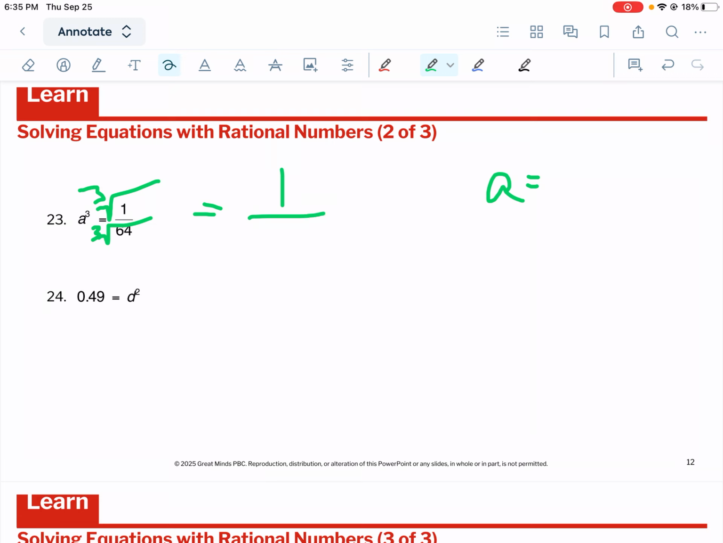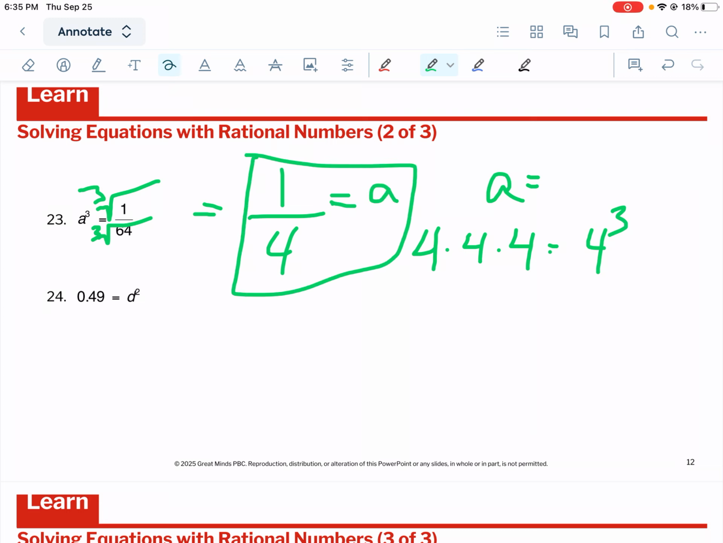For 64 cube rooted, I have to figure out what number multiplied to itself a total number of 3 times will give me 64. We've been doing a lot of practice here, so I know that 4 times 4 times 4, or 4 cubed, better yet, will give me 64. So cube rooted 64 is 4. So our a is 1 over 4. Just like that. Done.